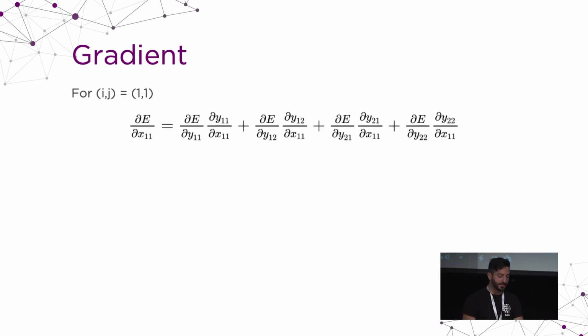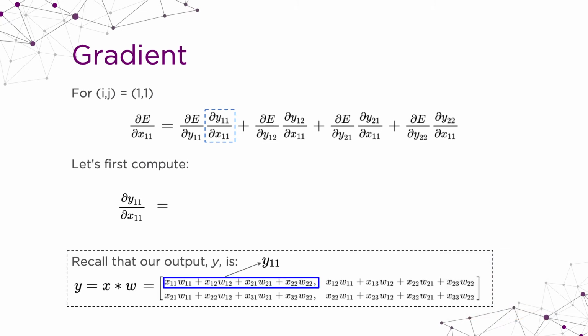So expanding, here we have our total derivative that we're trying to compute. And now we want to compute this part here, dy11 with respect to dx11. And again, recall that our output, y, is given by this expression, where this point here is our y11. So now we want to perform the same derivative that we were calculating before, but this time with respect to x11. So if we look at this equation here, we see that x11 is here, and it turns out that dy11 with respect to x11 is w11.